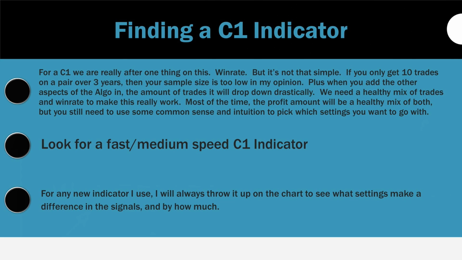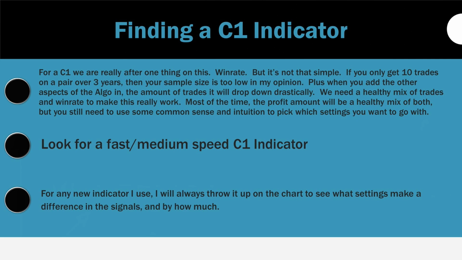So let's take a look at a C1 that is a little simpler to read and to change the settings on, the FXSniper. Now, for the C1, we're really after one thing, win rate. But it's not that simple. If you only get 10 trades on a pair over 3 years, then your sample size, in my opinion, is a little bit too low. Plus, when you add the other aspects of the algo in, the number of trades drops drastically. We need a healthy mix of trades and win rate to really make this work.